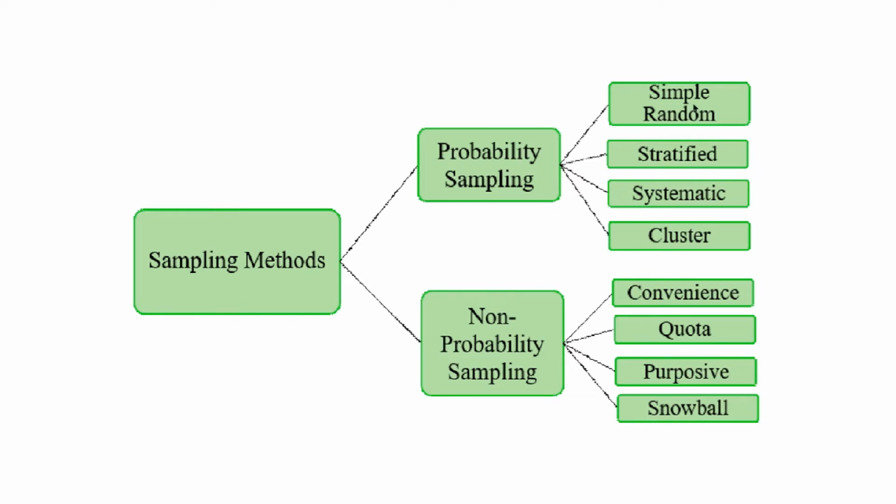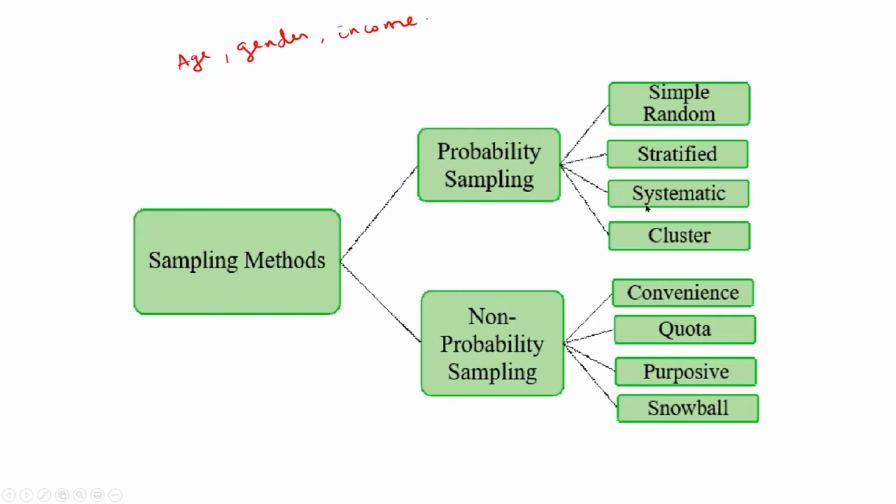In simple random sampling, every individual in the population has an equal chance to be selected in the sample, and they are randomly selected. Such a sample is called a simple random sample. The next type of probability sampling is stratified random sampling. In stratified random sampling, the entire population is divided into strata, and the sample is selected from each stratum, and these strata are divided based on age, gender, income, and so on.